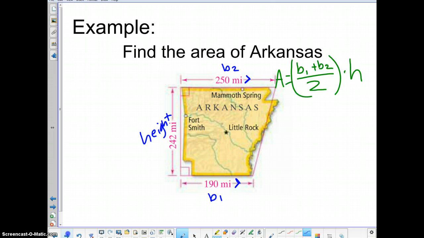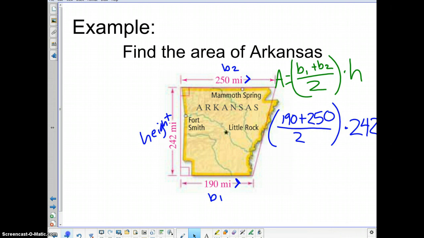So the first thing we would do is take 190, add it to 250, and divide by 2. Okay. Then what we're going to do is take what we found there and multiply it by 242. So one thing at a time here. 190 plus 250 divided by 2 is going to be equal to 220. And we're going to multiply that by 242.